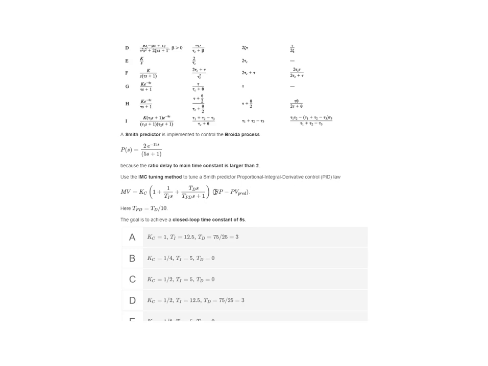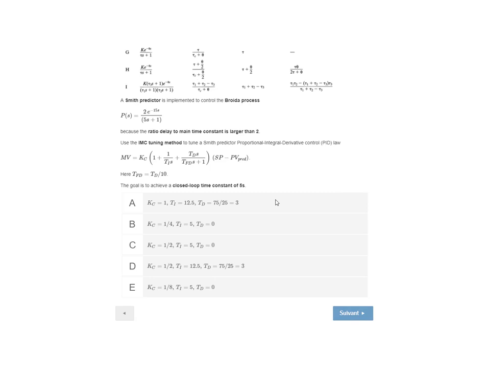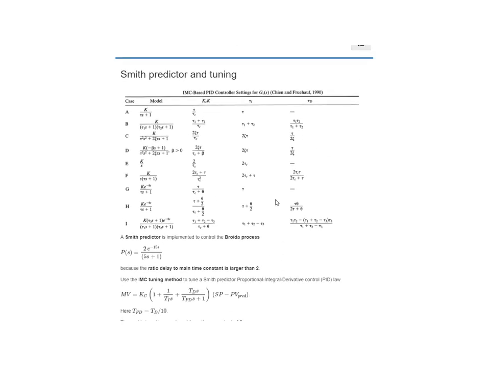As you can see, it is working on SP minus the predicted PV, and for information here, TFD is fixed and it's TD over 10, and the idea is to achieve a closed loop time constant of 5 seconds. So here are the 5 alternatives, right? And over here, you have the IMC PID tuning table. So as usual, use the pause button, the rewind button, and the forward button to try to find the answer by yourself.